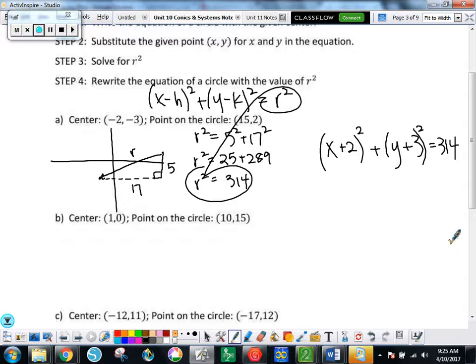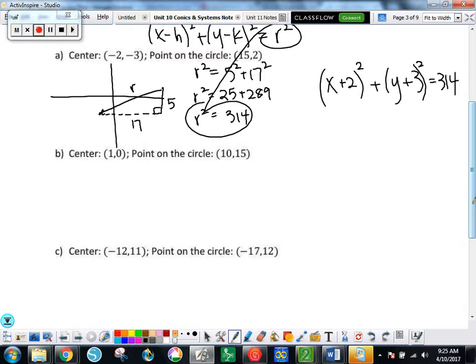Okay, let's do it again. So we know the center and we know a point on the circle. We start by just loosely drawing. The center is at 1, 0, marked with a C so I remember. The point on the circle is 10, 15. And from there, we can mark the radius. We don't know what that is. The horizontal distance from 1 to 10 would be 9. And then the vertical distance from 0 to 15 is 15.